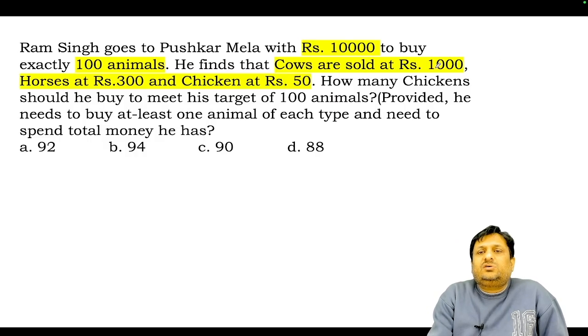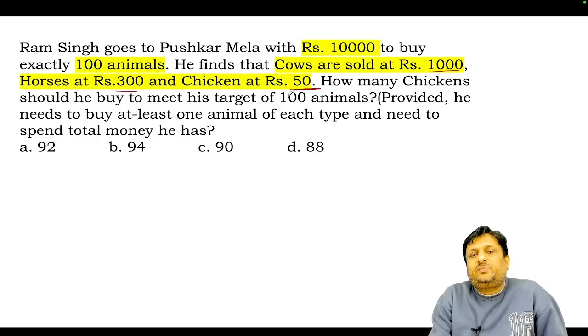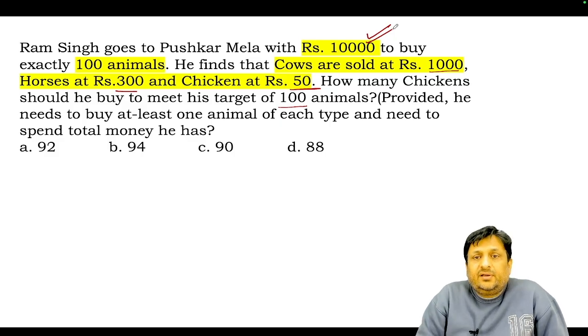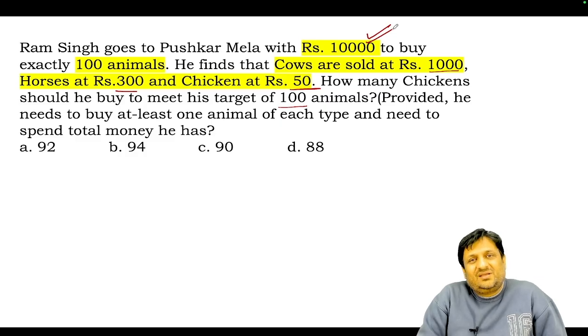The price of a cow is 1,000 rupees. The price of a horse is 300 rupees. The price of a chicken is only 50 rupees. He needs to buy 100 animals. He needs to spend all the 10,000 rupees. Not more than 100, not less than 100. How many chickens is he going to buy? That's the question. Let's solve this.